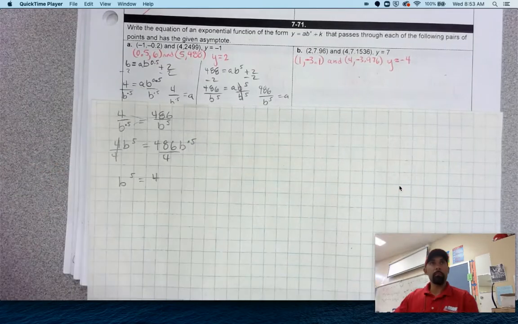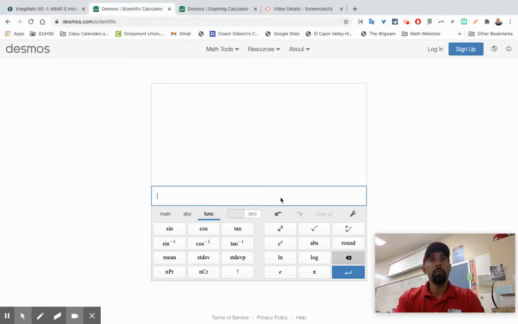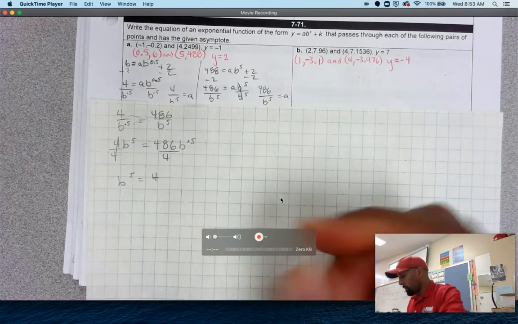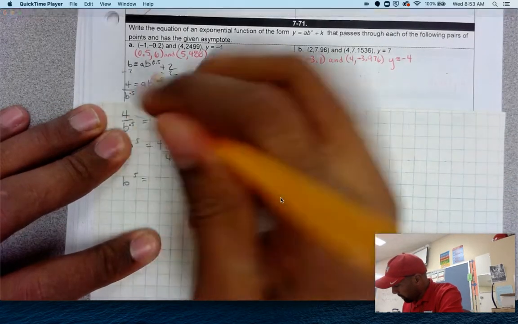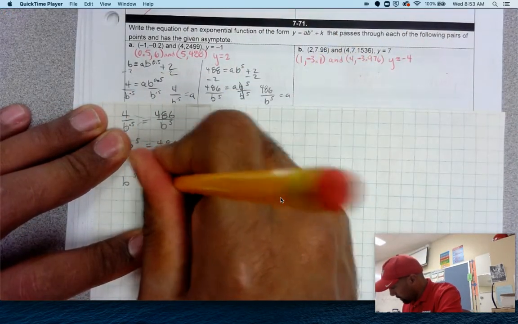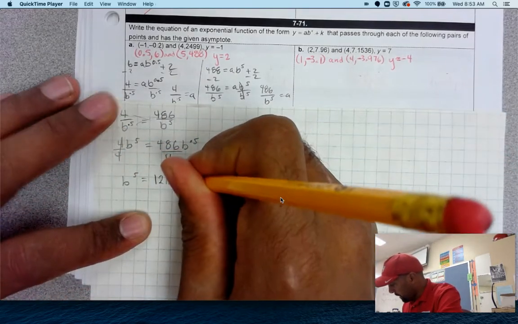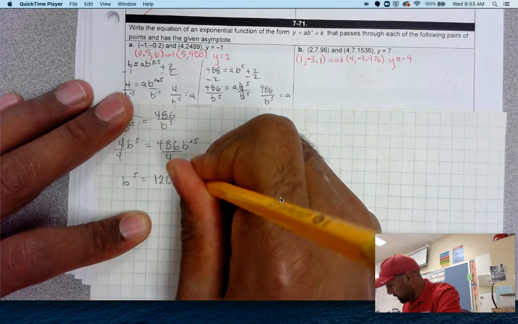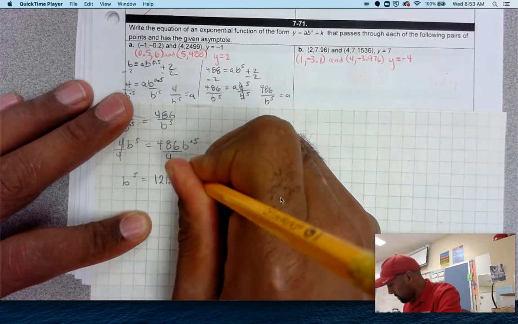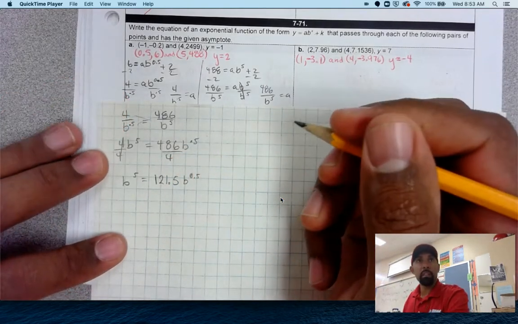Let's divide that. So 486 divided by 4 is 121.5. It didn't come out as clean as I thought it would. Okay, so 121.5. And you just got to make sure you're keeping track of your decimals here. Okay, times, remember, b to the 0.5. All right, so keep track of your decimals if you have any.